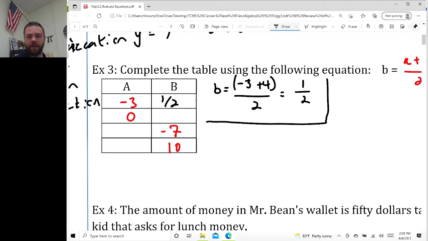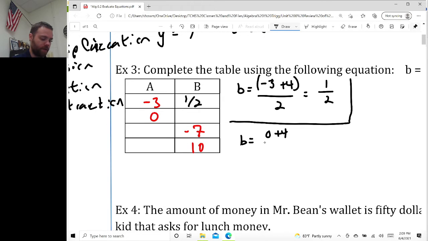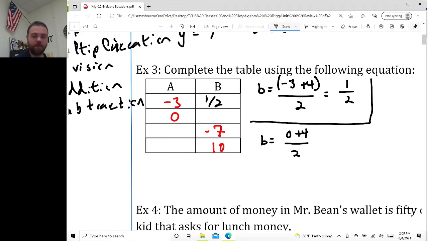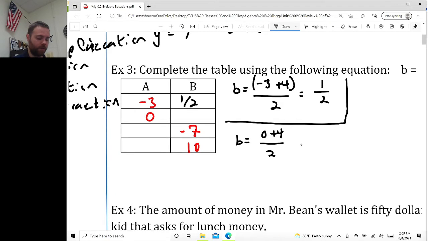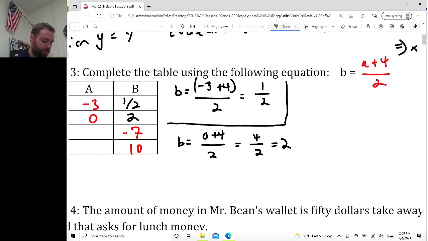And then they give us that a is 0. So I've got b is equal to 0 plus 4 over 2. And I do the same thing here. I'm just going to evaluate the top. So 0 plus 4 is 4. 4 divided by 2 is 2. So when I plug in 0, I get back 2. Let's do a few more.